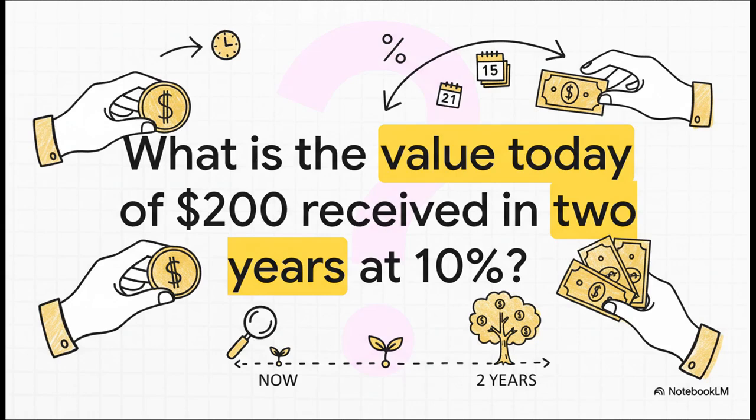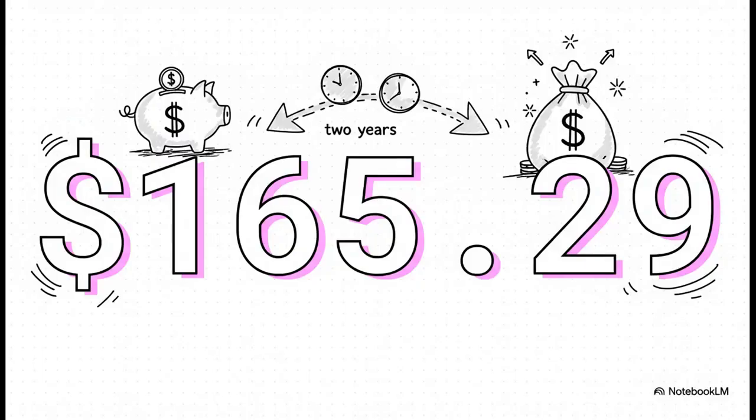Now, if you know you could otherwise earn a 10% return on your money, what is that future $200 promise really worth to you today? And the answer is $165.29. Now, why that specific number? Because if you took that much money today and you invested it for 2 years at that 10% return, it would grow to exactly $200. That's the present value. It is the secret to knowing what a future promise is actually worth.